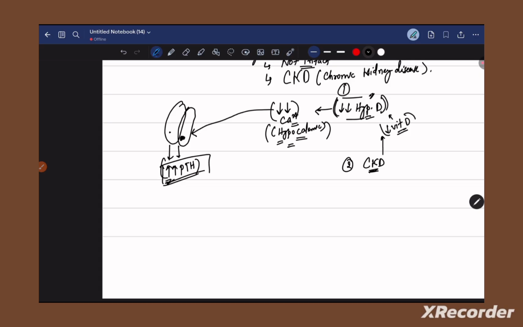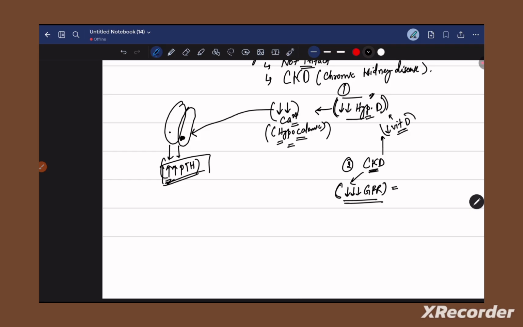Second is, since CKD, what happens in the CKD? You have to remember this. In CKD, what will happen? Remember, in CKD there is decreased glomerular filtration rate. Okay, you just remember it for now. We will discuss it very thoroughly in the nephrology part. So here in CKD there is decreased GFR.